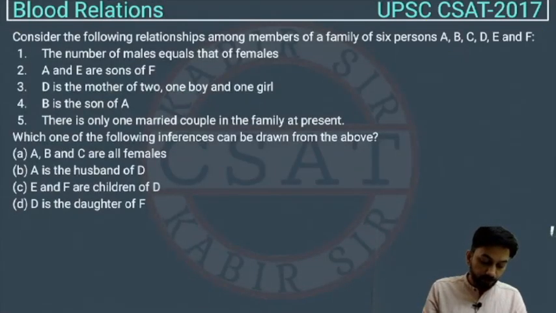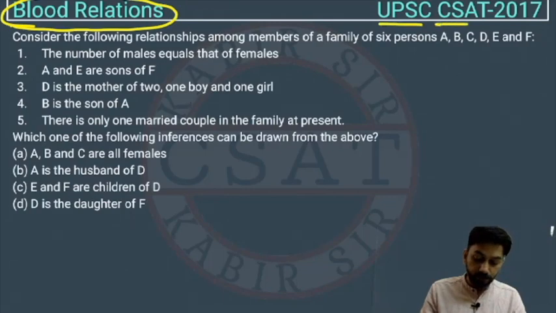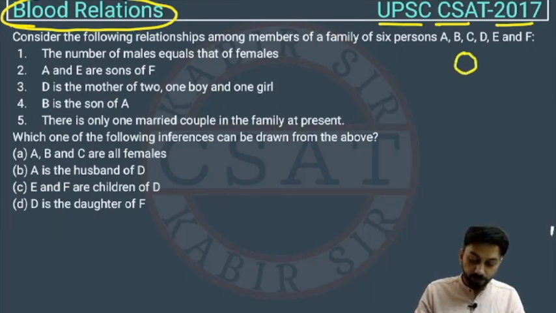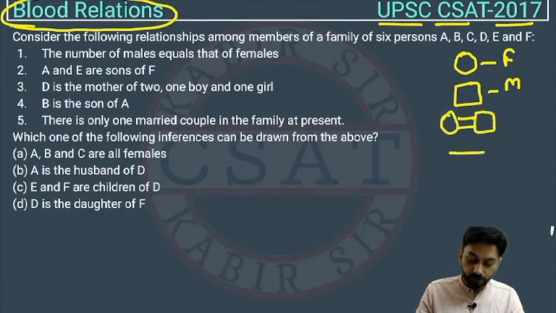So this is a question of reasoning from the chapter blood relation asked by UPSC in their CSAT paper of 2017. Right. Whenever you see a blood relation question, you should remember that a circle represents female, this rectangle will represent male, a spouse will be represented by this equal symbol, this horizontal line will represent siblings, and this vertical line will represent father, daughter or son relation.